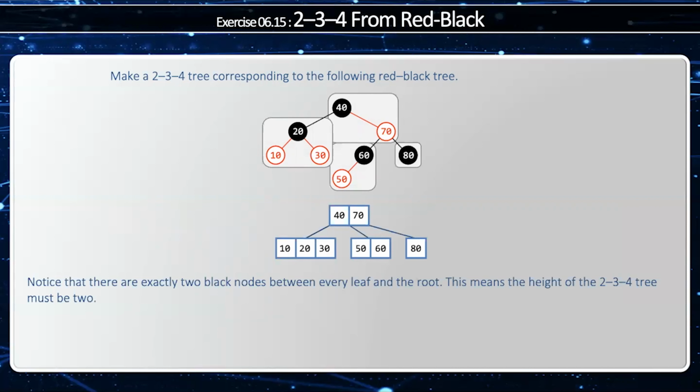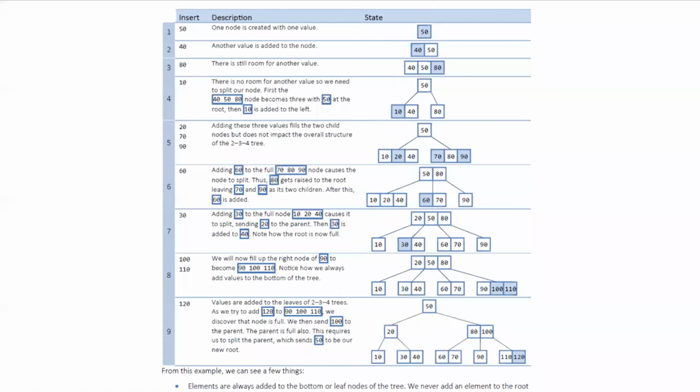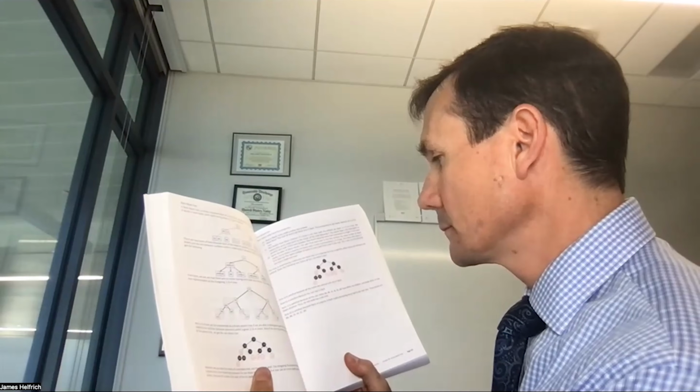Note there are exactly 2 black nodes between every leaf and root. This means the height of the 2, 3, 4 tree must be 2. We can learn more about the 2, 3, 4 tree and how it relates to the red-black tree in the binary search tree chapter of the C++ data structures textbook.